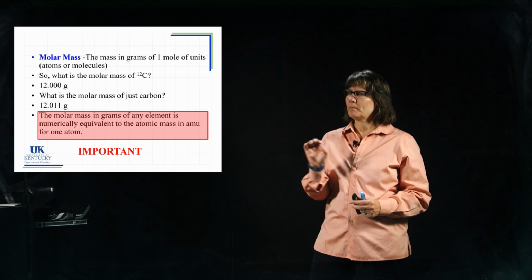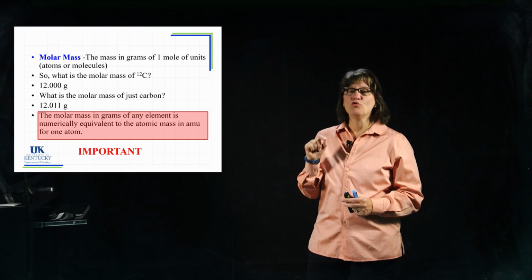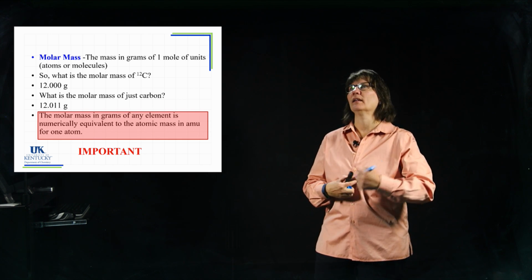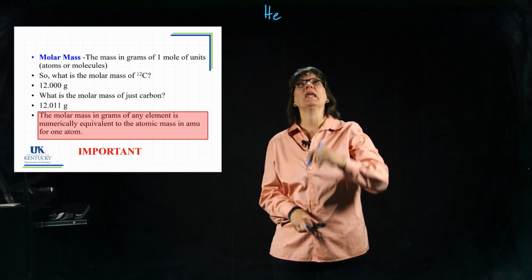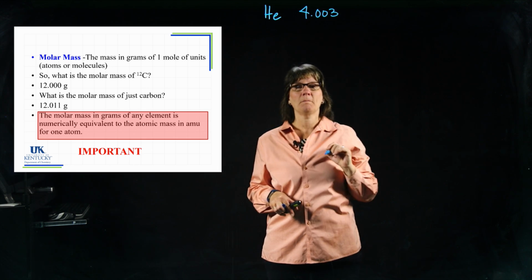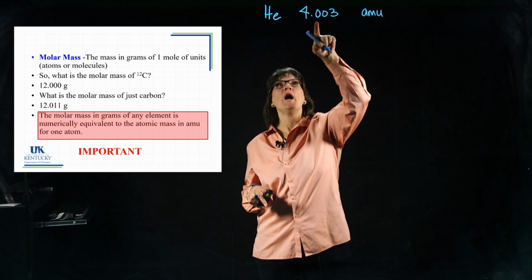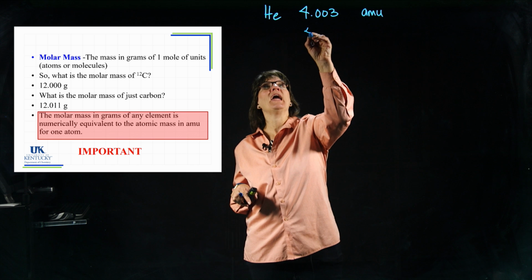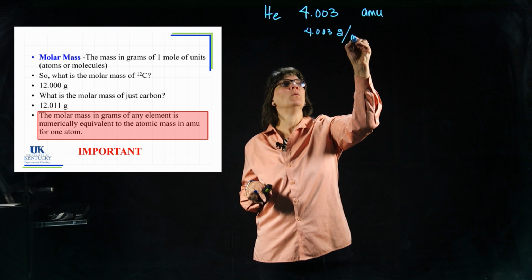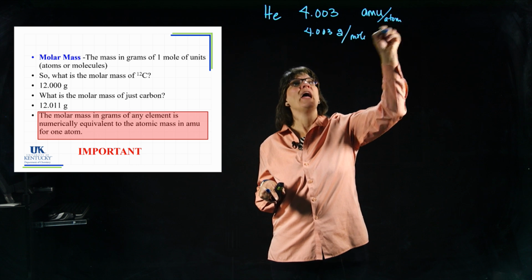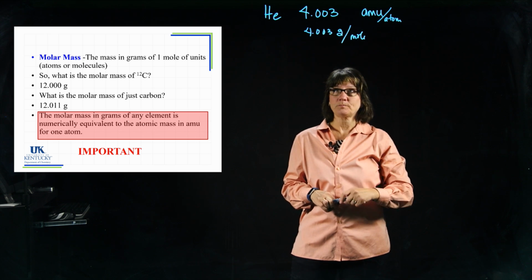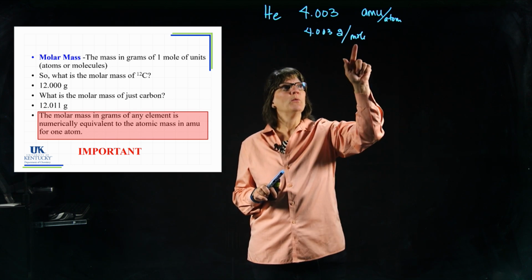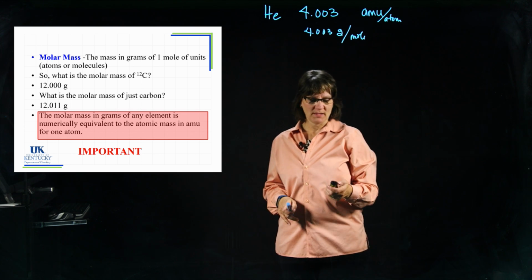So this is the important thing. The molar mass in grams of any element is numerically the same as the atomic mass in AMU units. So you go to the periodic table and look at an element. Let's look at helium. The value given there, which we thought of in atomic mass units, is the mass of one atom in AMUs. But if you up the scale to a whole mole of them, then we have 4.003 grams in a mole. So if we measured out 4.003 grams of helium, we would know we have 1 mole, or 6.022 times 10 to the 23 atoms of it.